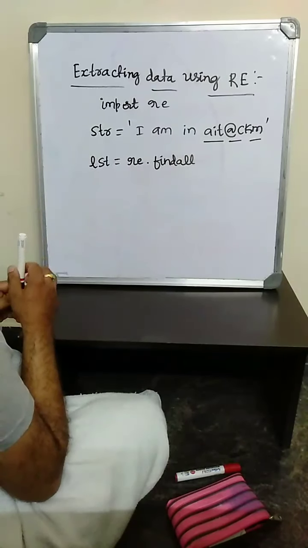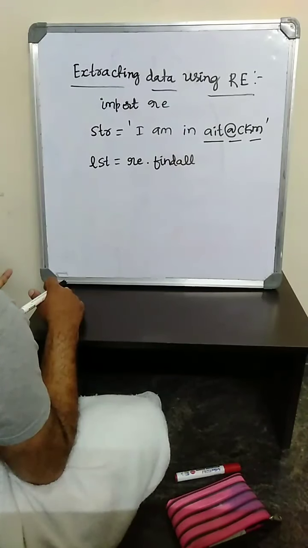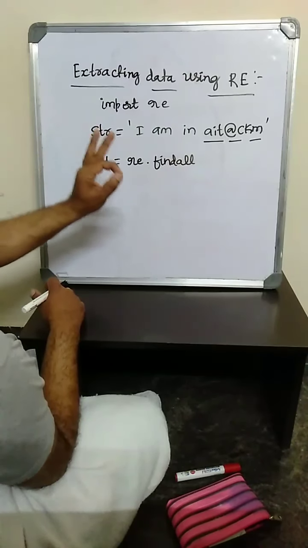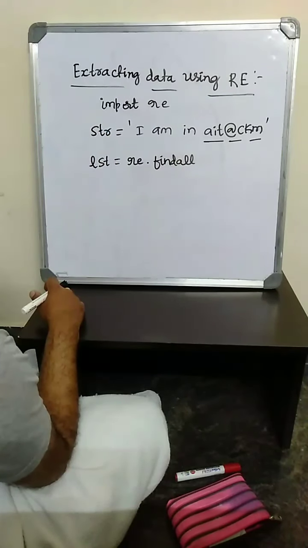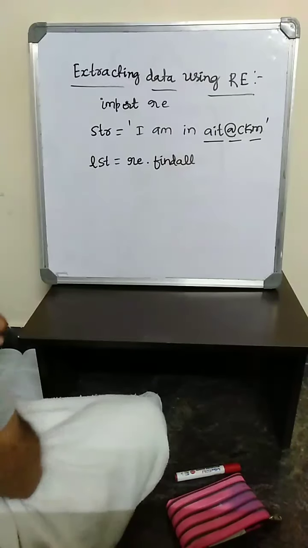What exactly will it do? It searches the string in the second argument. And what exactly does it return? It returns a list of all the strings that look like an email address. So for that reason I am making use of a method which is called findall.